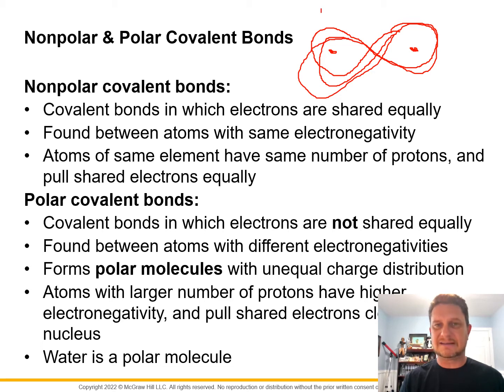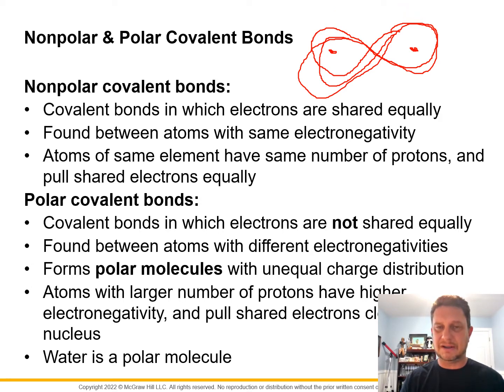And let's say this side keeps it 50% of the time, half the time, and this side keeps it the other 50% of the time. That means that neither side is holding the electron longer, so it does not form a pole. And this is called a nonpolar covalent bond. Now let me tell you, the next one makes it a little easier to see.